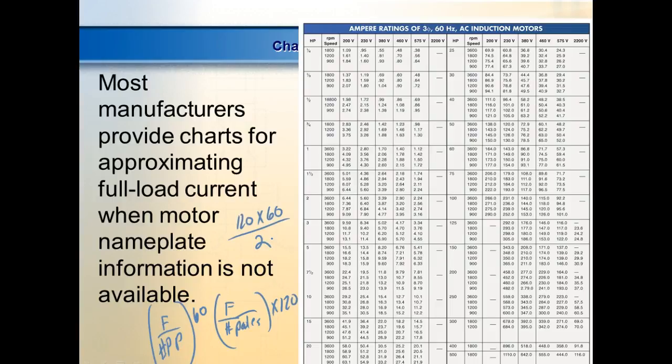Yeah, so a two-pole motor runs 3,600, right? A 4-pole motor will run at 1,800. You go in pairs. So we go 2, 4. What would be the next one? 6.